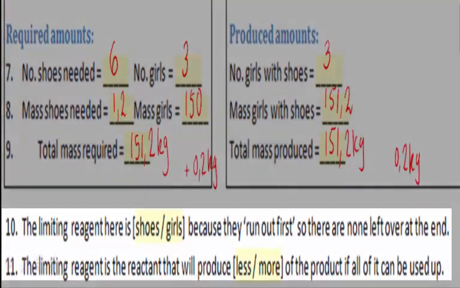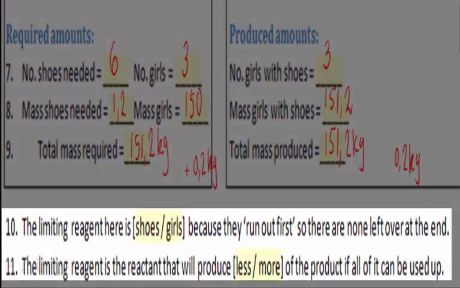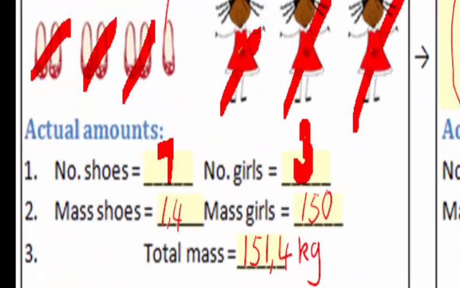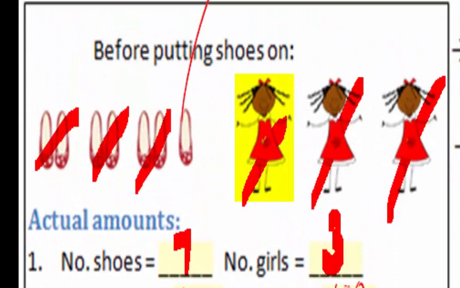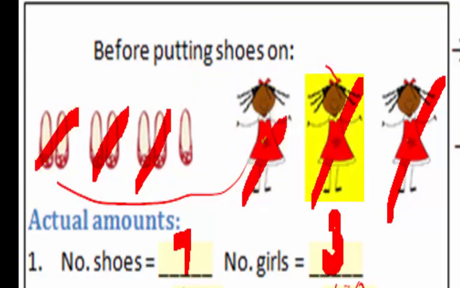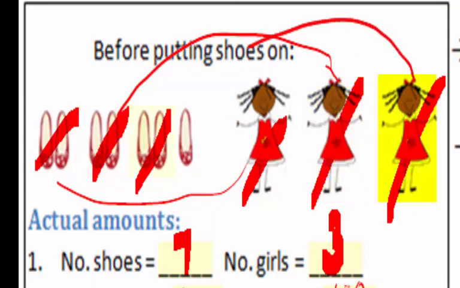So now, which is the limiting reagent in this example? Is it the girls or is it the shoes? Remember, the limiting reagent is what runs out first. Which one ran out first as they were getting dressed? This girl came along and she chose shoes. She chose those two. This girl came along and she chose those shoes. And then this one came along, she chose those shoes.